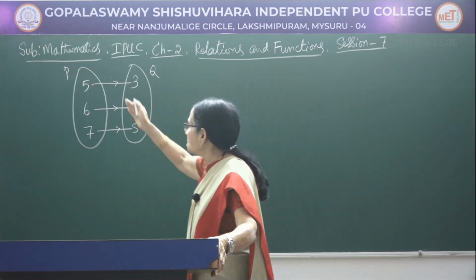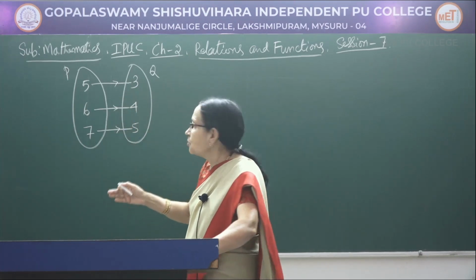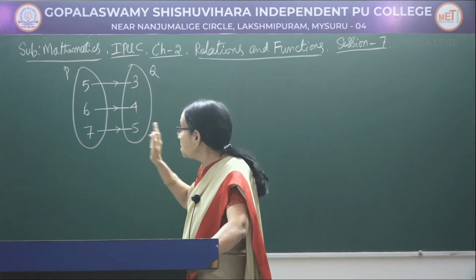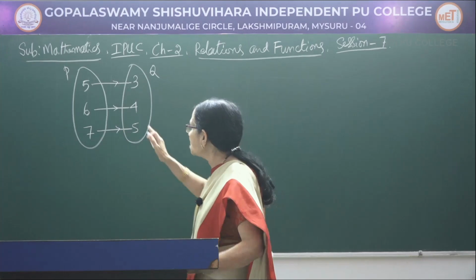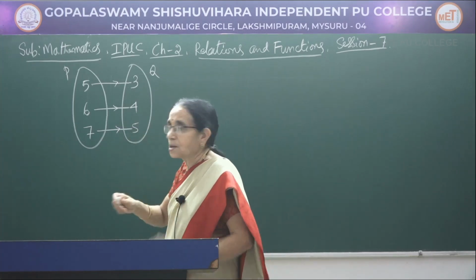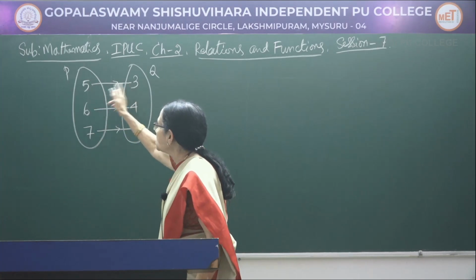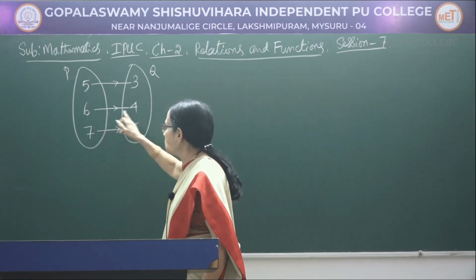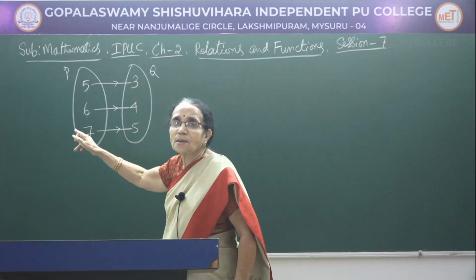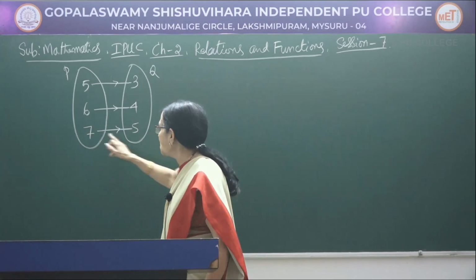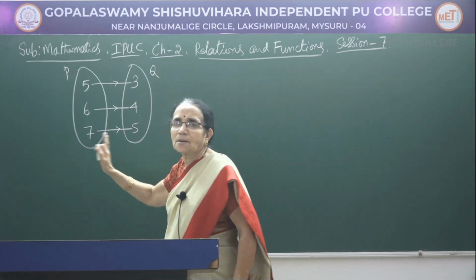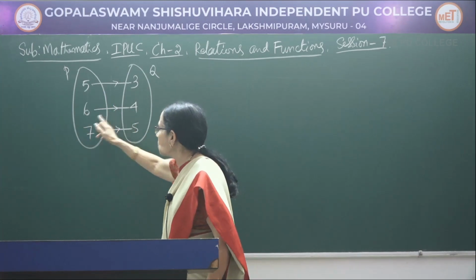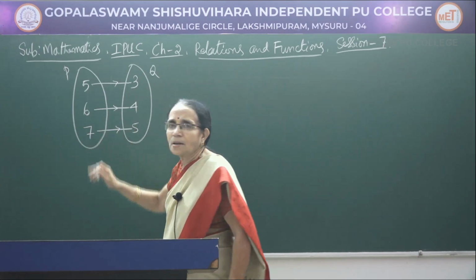Look at the numbers here. The first set contains 3 numbers, 5, 6 and 7. The second set contains 3 numbers, 3, 4 and 5. Now, look at the relation, how the numbers are given. 5, 3. How much is 3 less than 5? 2 less than 5, correct? Next, 6 and 4. Again, 4 is 2 less than 6, correct? Next, 7 and 5. 5 is 2 less than 7, or you can say 3 is 2 less than 5, 4 is 2 less than 6 and 5 is 2 less than 7.